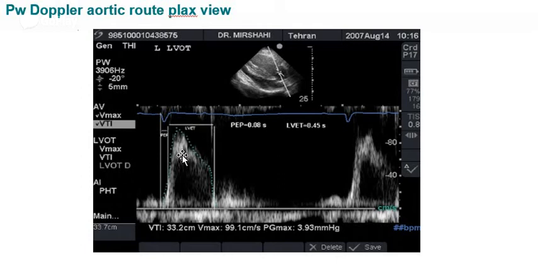If there is any stenosis of the aortic valve, obviously the velocity will be more and the peak will go higher and higher from the baseline. This is called the VTI. You can see the VTI is 33.2 centimeters and the Vmax is 99.1 centimeters per second. So these are all calculations we can easily get through the echo screen once we are used to it.